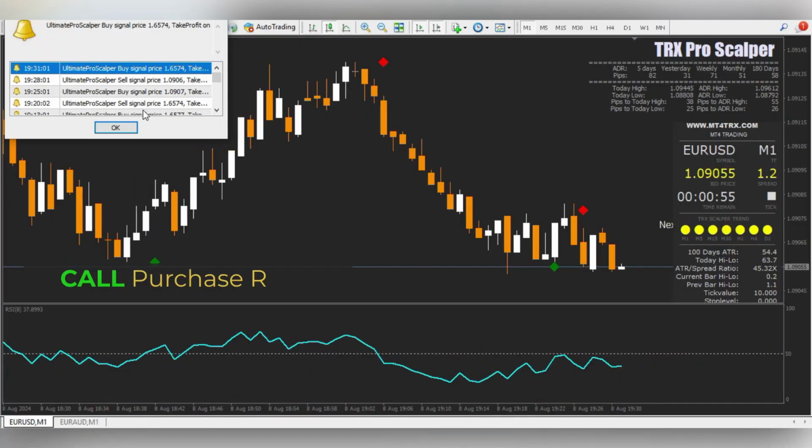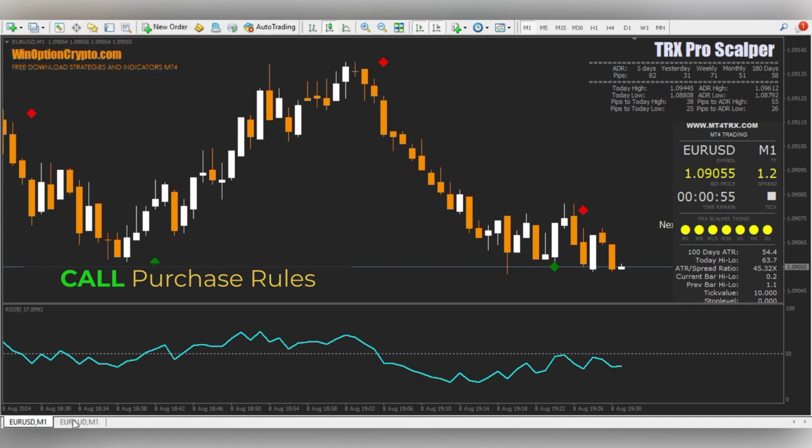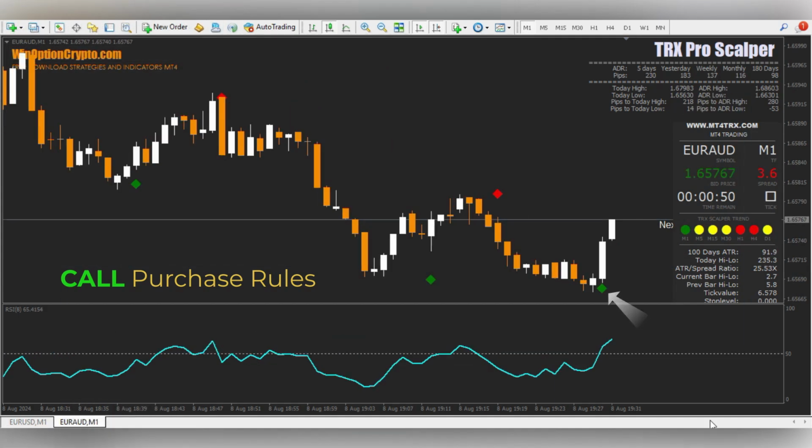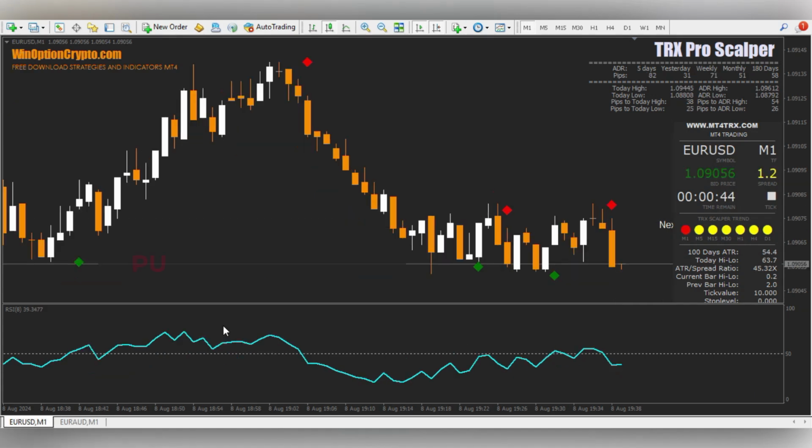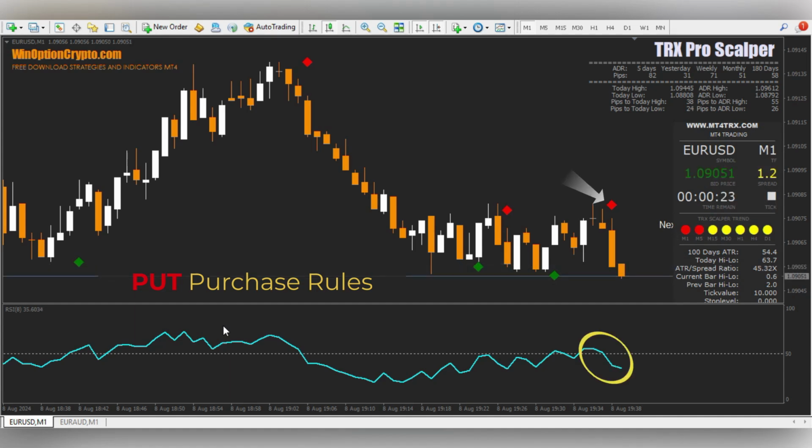So to buy a call option, you need: 1. A green diamond appeared. 2. The RSI oscillator crossed level 50 from the bottom up. 3. At the opening of the next candle, we buy the call option. And to buy a put option, it is necessary that: 1. A red diamond appears. 2. The RSI oscillator crosses the 50 level from top to bottom. 3. At the opening of the next candle, we buy a put option.